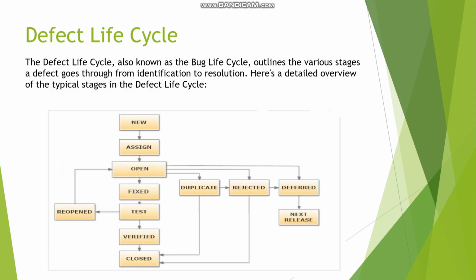But in open state, when the bug is logged and assigned, there may be a duplicate bug, or it may be rejected or deferred by the developer. Deferred means next release. Rejected means it is not a bug, and duplicate means it is already logged before. So this is the bug life cycle. It is very important from the interview point of view.